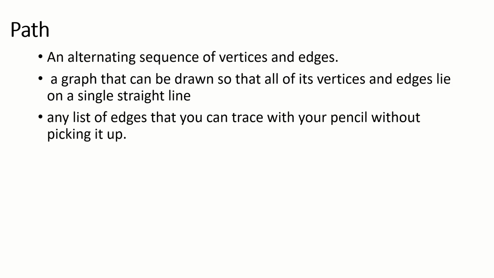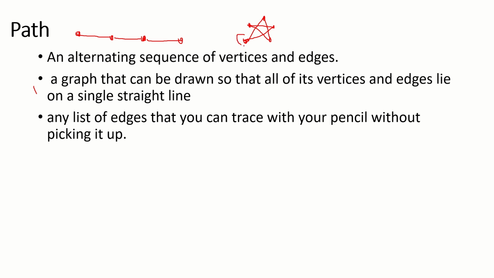What is a path? A path is an alternating sequence of vertices and edges. A graph that can be drawn so that all of its vertices and edges lie on a single straight line, and any list of edges that you can trace with your pencil without picking it up. So we can draw a path like this, or you can draw a path like that, as long as it's an alternating sequence of vertices and edges.